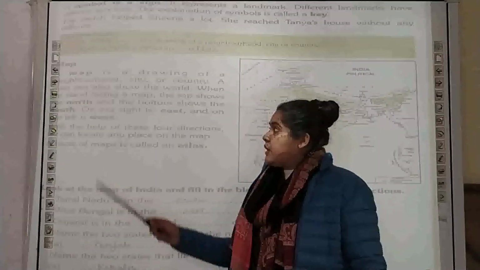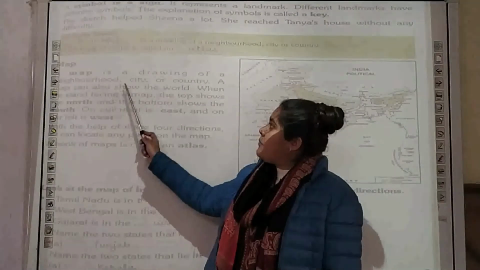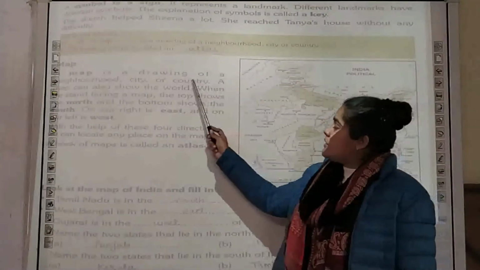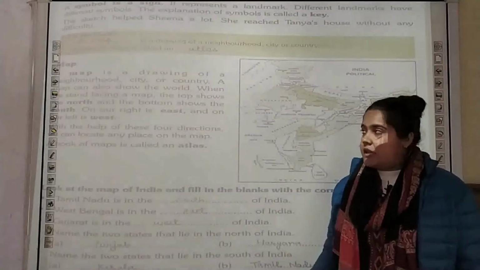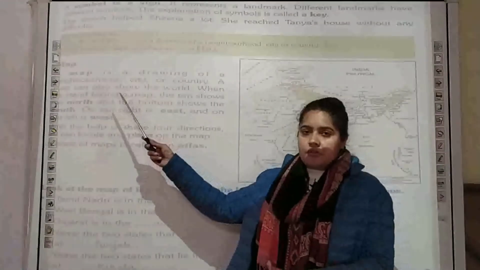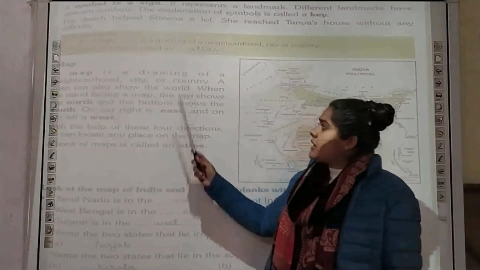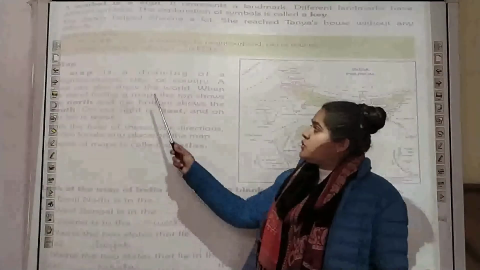Next thing that we have to understand is a map. So what is a map? A map is a diagram, a drawing of a neighborhood, city or a country. It can consist of anything. The map can be of your neighborhood or a city or a country. The map can also show the whole world.